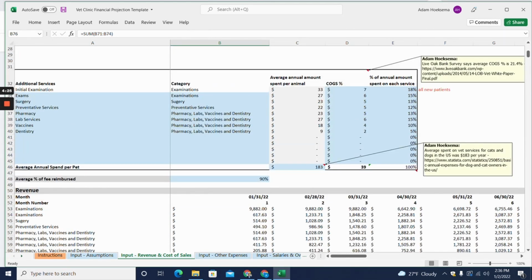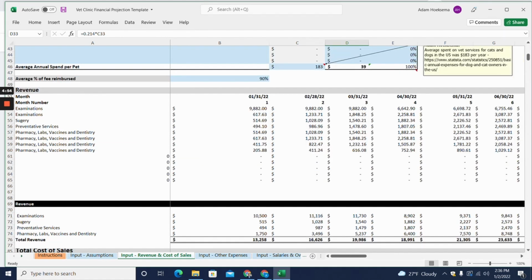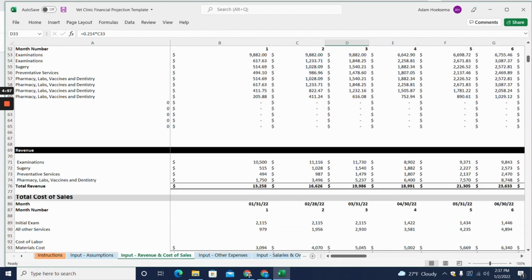Now, on the cost of goods sold here, this COGS percentage, that stands for cost of goods sold, the Live Oak Bank survey found that the average cost of goods sold percentage was 21.4%. So we just took the sales dollar amount here and multiplied by 21.4% to come up with our total cost of goods sold. And that's how we're coming up with both our total revenue and cost of goods sold for a vet clinic.